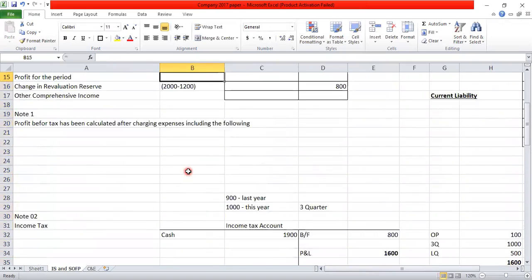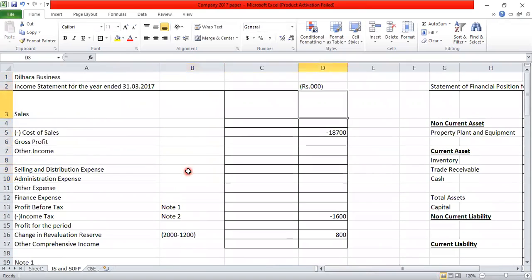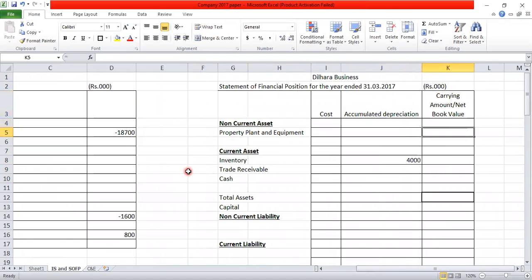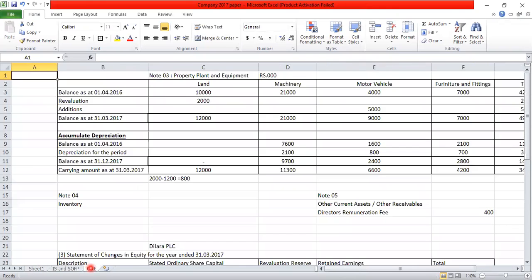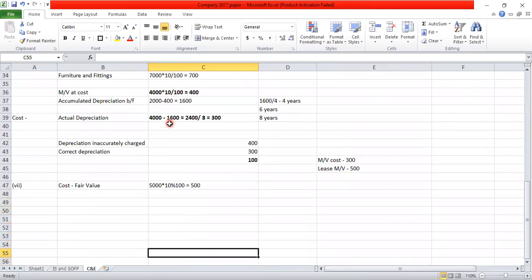Okay. So I'll move on to the statement of financial position. Property, plant and equipment 34,100. There's nothing to take in cost. There's nothing to take in accumulated depreciation because it is all done, cleared and cut on adjustment note number 3. So we are done with this. Now let me move on to the adjustment of leasing.